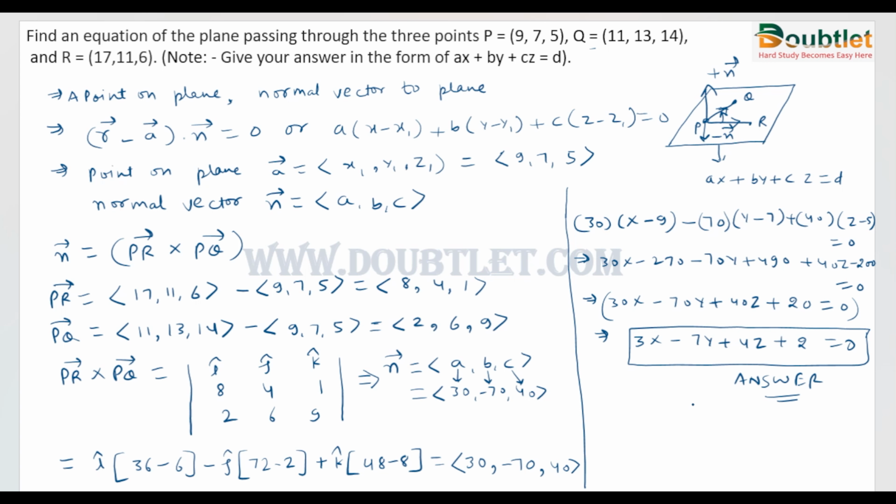I hope you have learned the concept of how to find the equation of a plane passing through three different given points whose coordinates are given. So I have also designed a calculator based on this concept. To access that, let's move to my website.